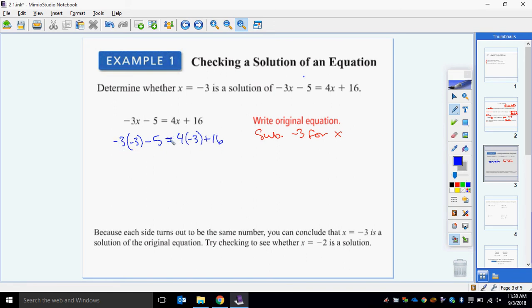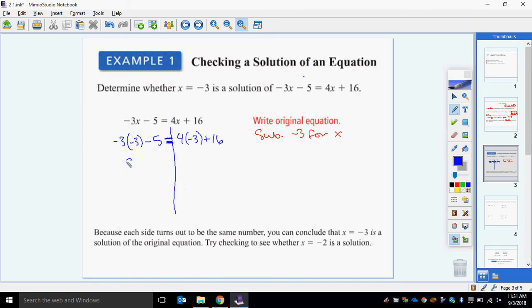Following order of operations, I need to do multiplication first. Now remember, we're just checking both sides of the equal sign, and we're going to get down to a number equals another number, and we want to see if that's the same thing. If it's the same thing, then negative 3 is a solution. So I'm not doing anything across the line here. I'm just simplifying this side.